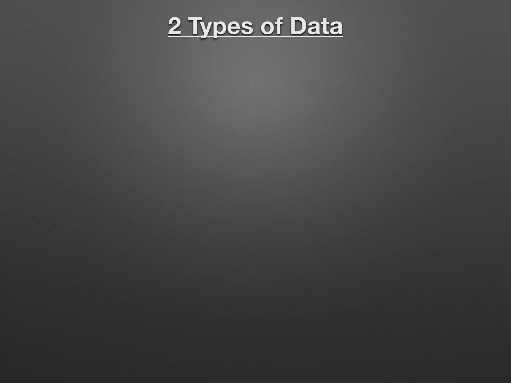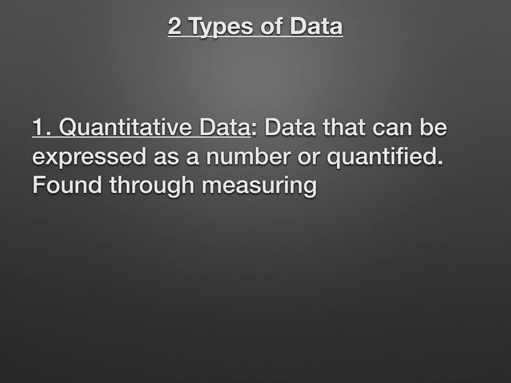And last but not least, you have 2 types of data, or data, however you want to say it. Tomato, tomato, as I would say. You have quantitative data, and that's data that can be expressed as a number or quantified. And you usually find this through measuring of some sort. It could be weight, mass, volume, distance, length, all those fun things. Anything that's a number would be known as quantitative. And I remember that because quan has an N in there, an N with number.